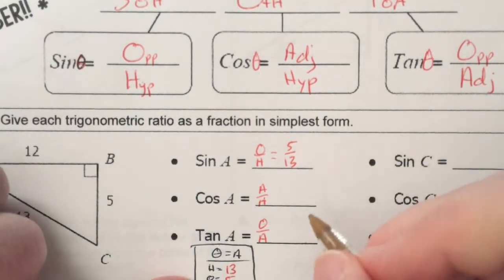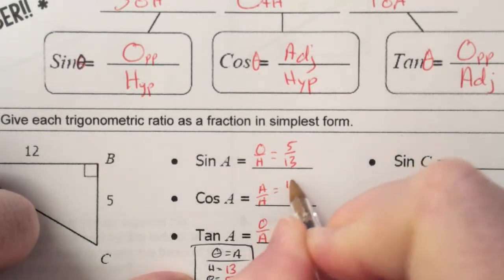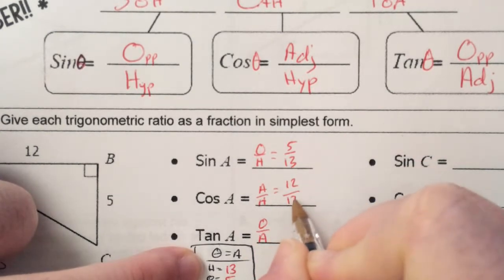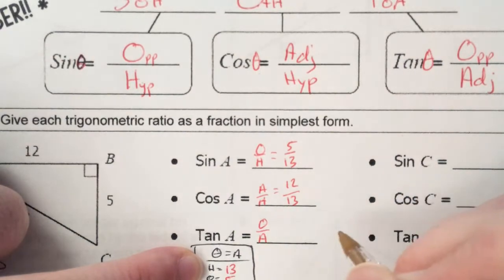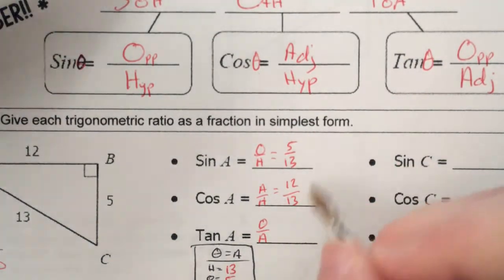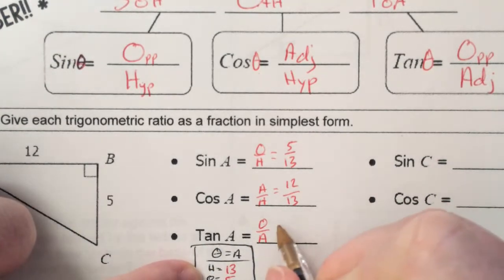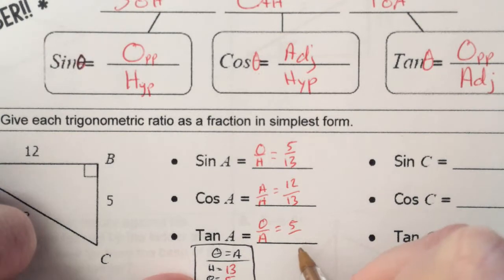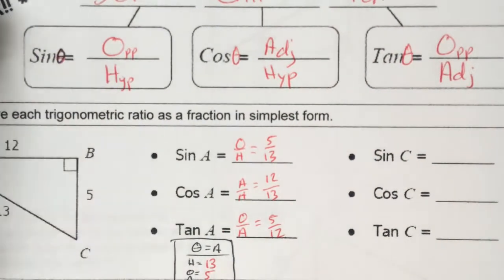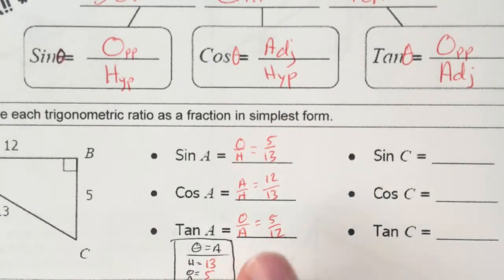Cosine is A over H. Your A was 12 and your H was 13. Can you simplify that anymore? No, because you can't take anything out of top and bottom, so we're done. Then tan is O over A. Your O was 5 and your A was 12. That's your answer. So that's how we would do these problems, and those fractions would be your answers.